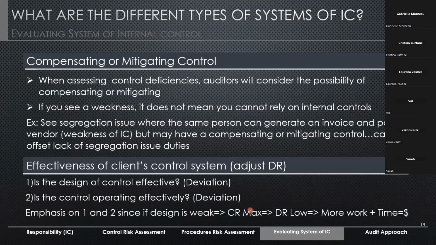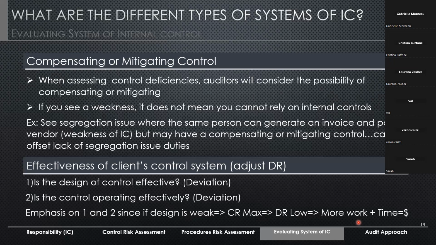Okay, so those are the two things that you have to do for internal controls, with emphasis on 1 and 2. Since if the design is weak, control risk is max, it's high, so more work, more time. As an auditor, you want to do as little work as possible, but you want the same assurance.